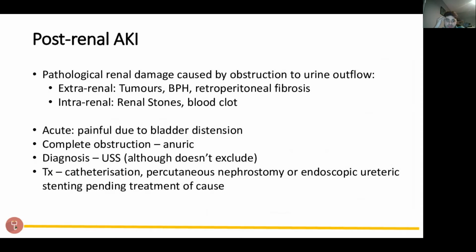In the meantime, well, it depends on where the blockage is, but often catheterization can help if it's things like BPH. If it's a bit of a higher up blockage, then you can consider things like percutaneous nephrostomy or an endoscopic ureteric stenting. This is where you kind of go through the urethra, put a stent into the ureter, and open up that way.